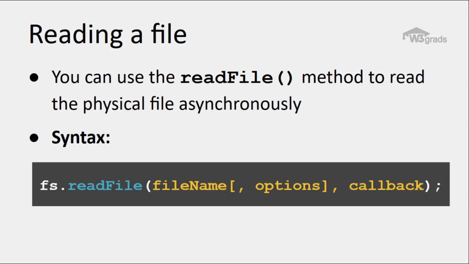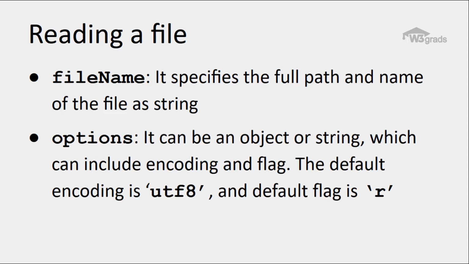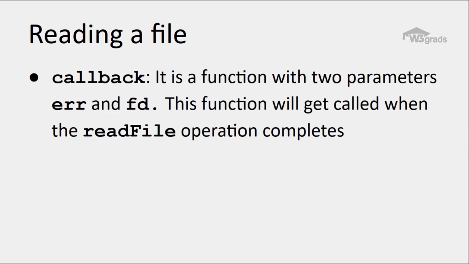In this syntax, the readFile function includes three parameters: file name, options, and callback. The file name parameter specifies the full path and name of the file as a string. The options parameter can be an object or string, which can include encoding and flag. The default encoding is UTF-8, and the default flag is r. The callback parameter refers to a callback function with two parameters, err and fd. This will get called when the readFile operation completes.